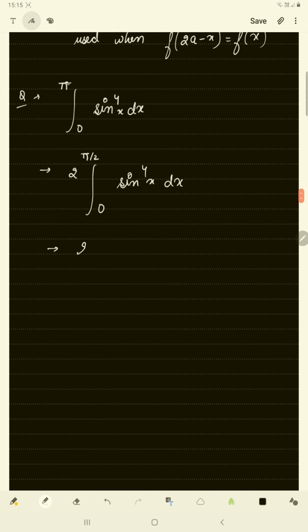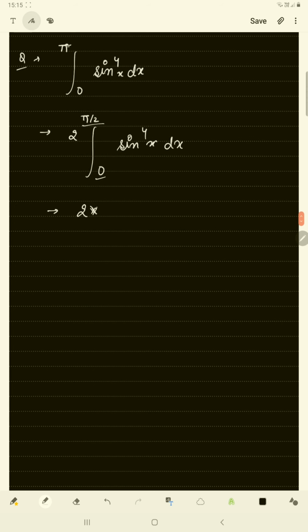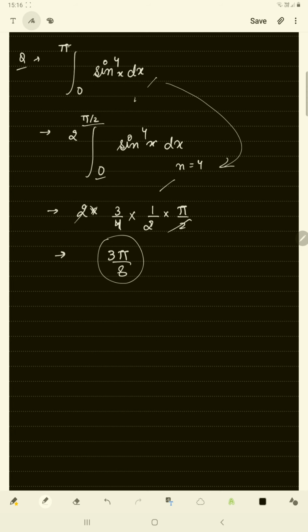Now we are very familiar with the form that we have, because we have 0 to pi by 2 as our limits. So n becomes 4, and we have 4 minus 1, that is 3 by 4, into 2 by 2, into 1 by 2, into pi by 2. The 2 gets cancelled, and we get 3 pi by 8 as our answer. So this is the advantage of using this property, because we solved the form that we didn't know by converting it into a form that we knew.